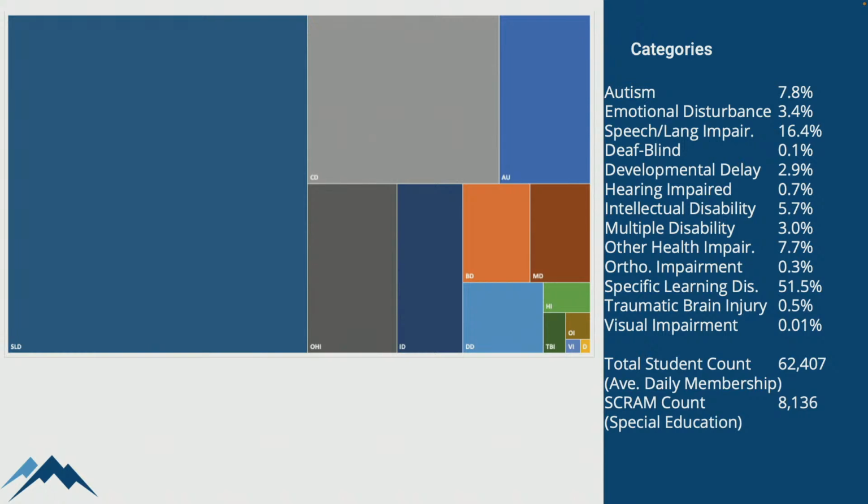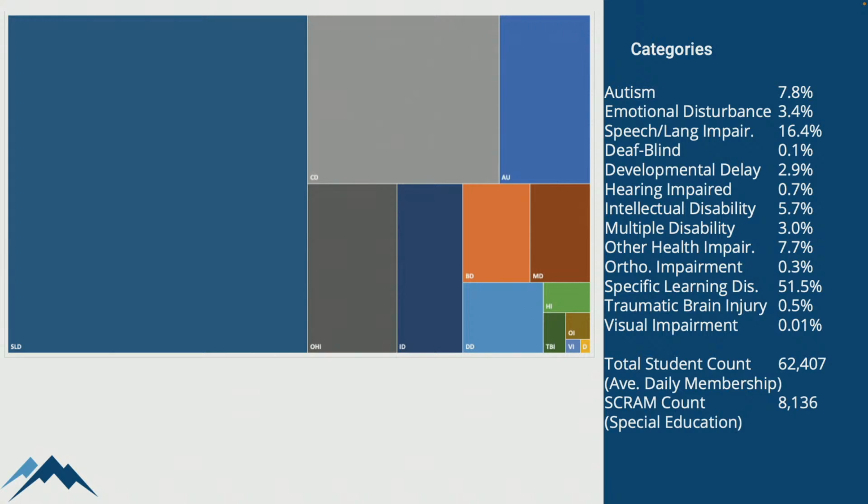Okay, so when it comes to the categories, you can see this is how our students are broken out in Granite School District. We have our last average daily membership from last school year, we had 62,000 students, give or take. Our largest group of students fell into specific learning disabilities, so think about our learning disabled kids. They were the largest group. Next were other health impaired. And you can see we've got emotional disturbance, 3%, multiply disabled, about 3% as well.